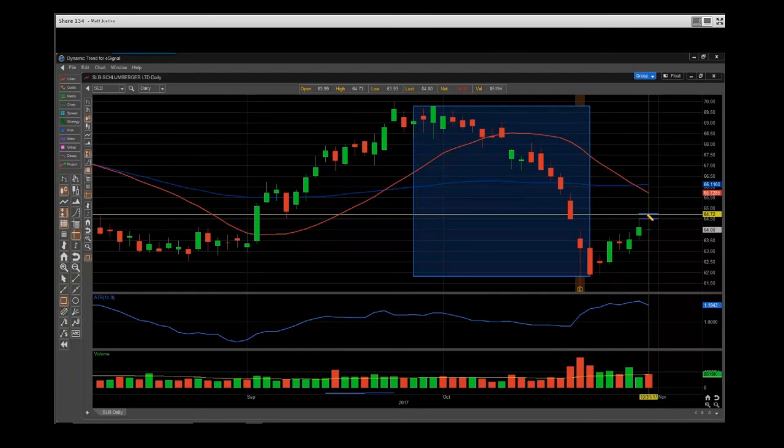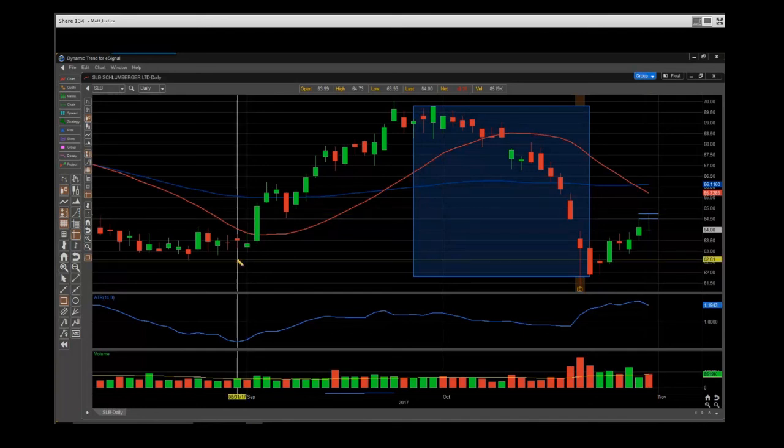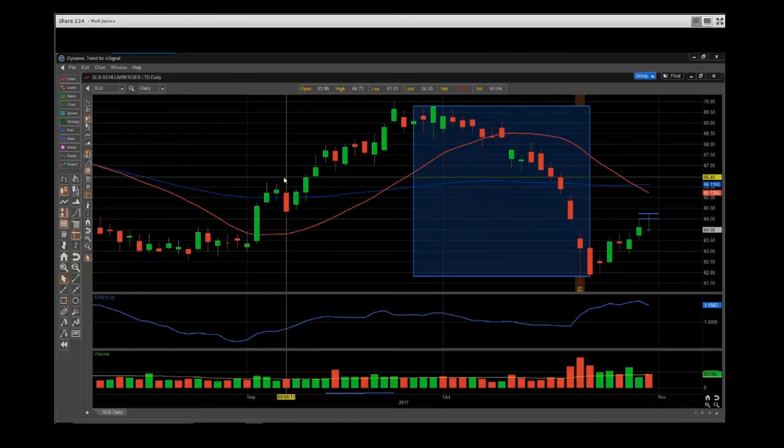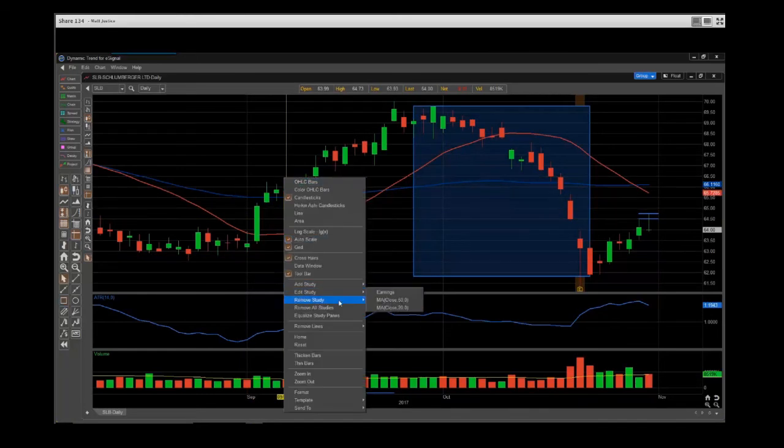65.35. Now I got my entry at 63.81. I got my stop loss at 65.35. Okay, and again, that was just 1/2 the ATR above the resistance level. The next thing I have to do is project where I think it's going to go into the future.